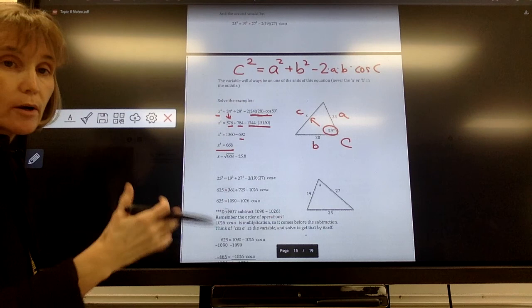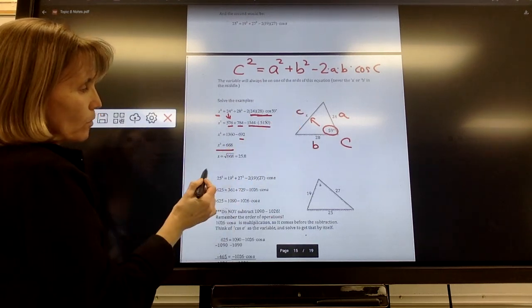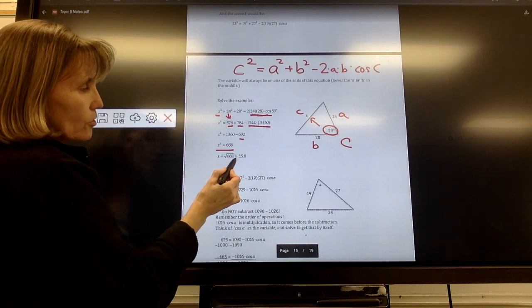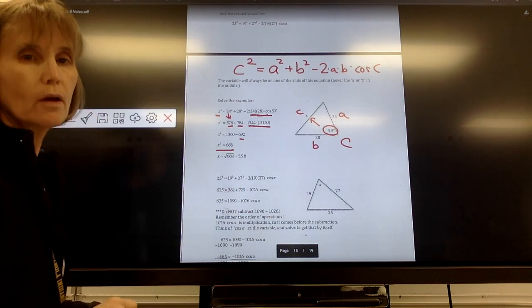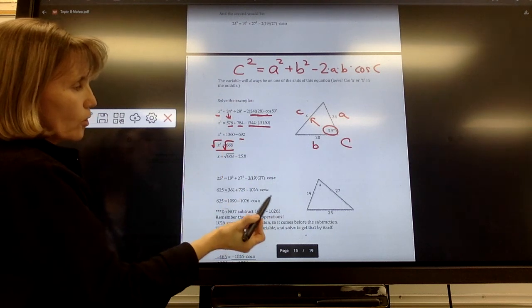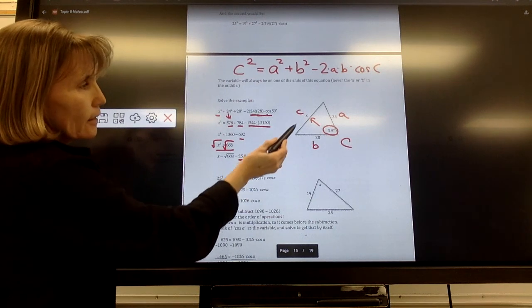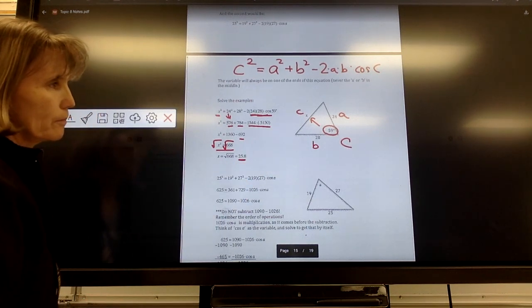And we don't want x squared, we want just x, which is c in this case, the side c. So c is going to equal the square root of that. Last thing you do is take the square root because you want to get x by itself. So you take the square root of both sides and you get 25.8. Again, that is a side length, so we're rounding it to the nearest tenth.